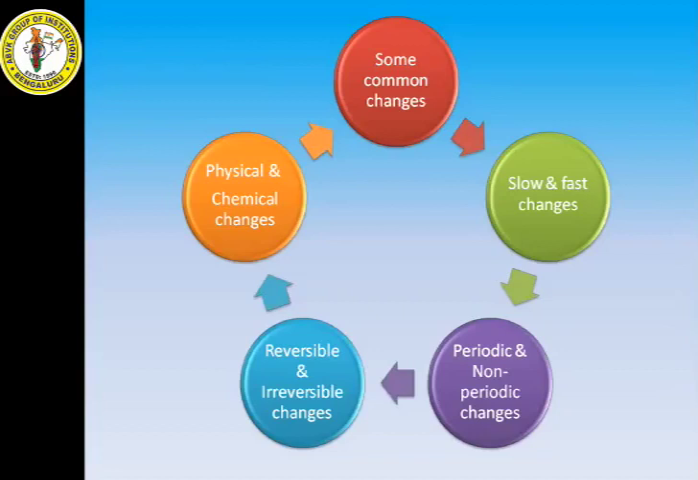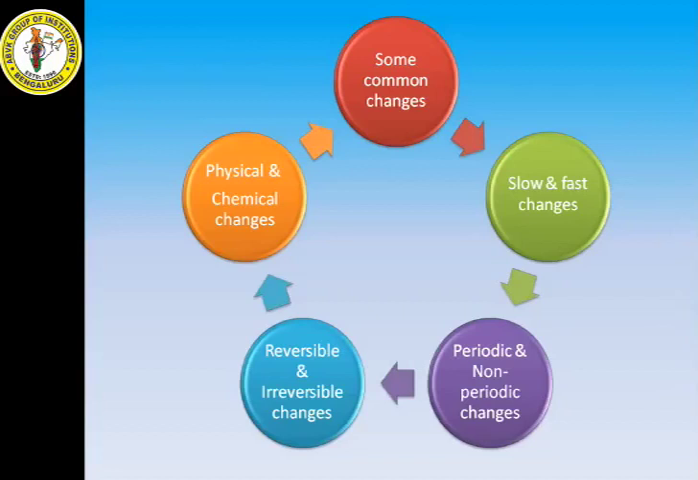Similarly, we have periodic and non-periodic changes. What do we mean by periodic and non-periodic changes? Periodic means like day and night. Day and night is a periodic change, whereas non-periodic changes may be volcanic eruptions, landslides, floods, or droughts. So these are the non-periodic changes.